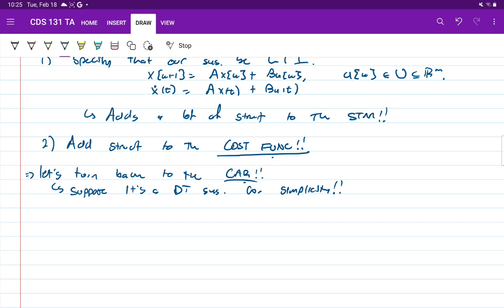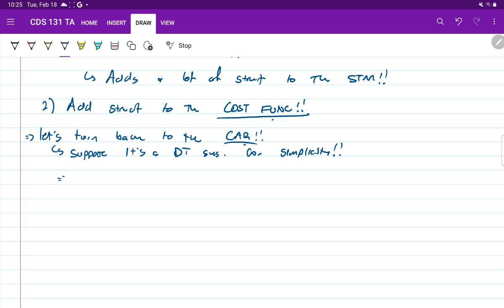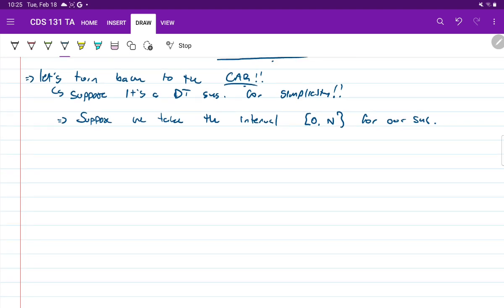All right, so I'll assume you've given this some basic thought. Let's sketch out what our cost function for this system might actually be. Suppose we take the interval 0, N for our system, okay? This is going to be the basic setup for our optimal control problem. So we're taking a time interval 0, N, which is a subset of the integers, and let's say also we fix some initial condition, okay? Now, what sort of structure should our cost function have?